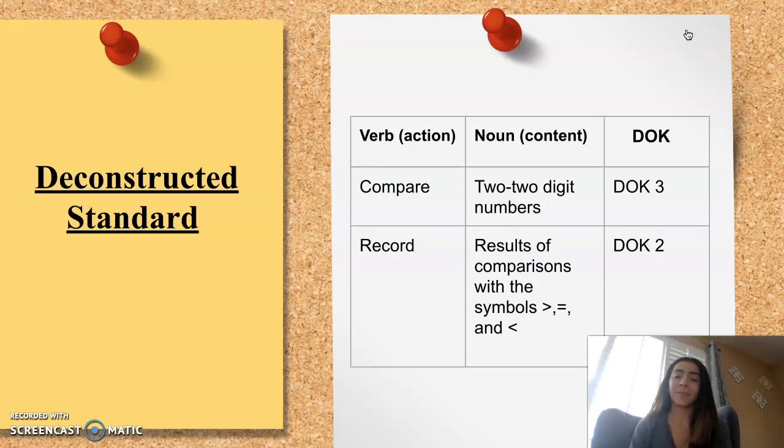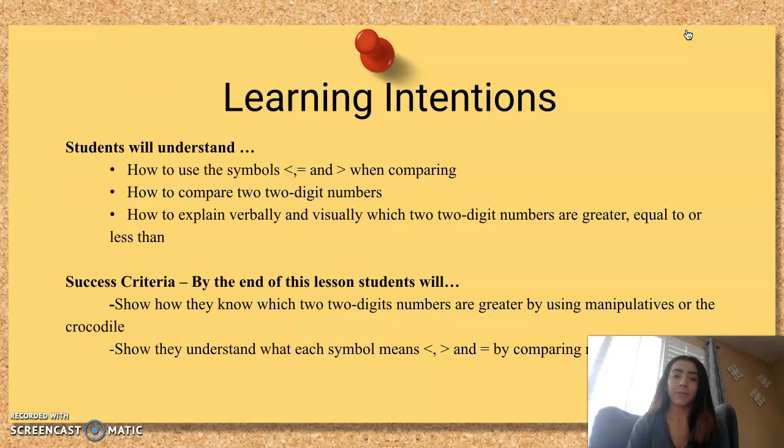Deconstructed standard: compare two two-digit numbers, record results of comparisons with the symbols. Learning intentions: students will understand how to use the symbols when comparing, how to compare two two-digit numbers, and how to explain verbally and visually which two two-digit numbers are greater than, equal to, or less than.